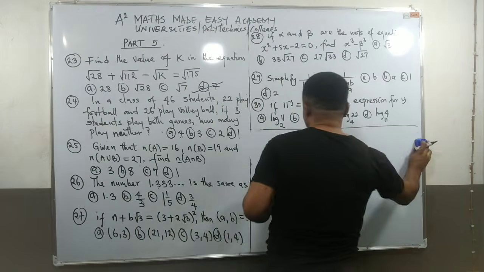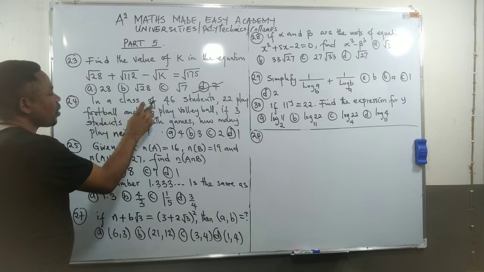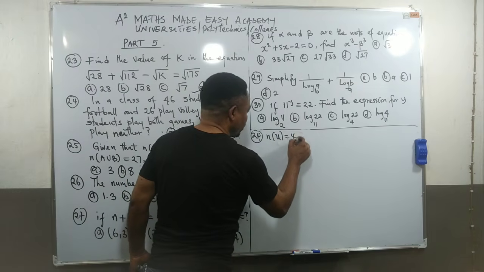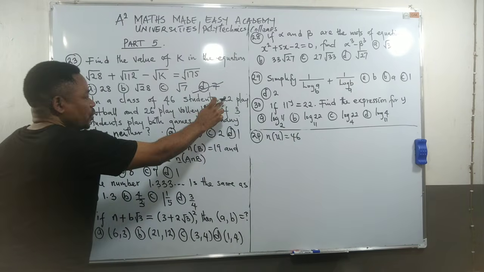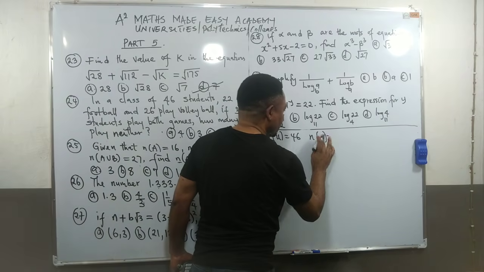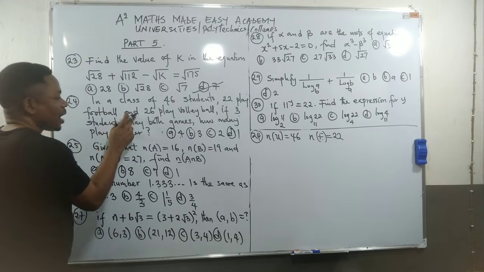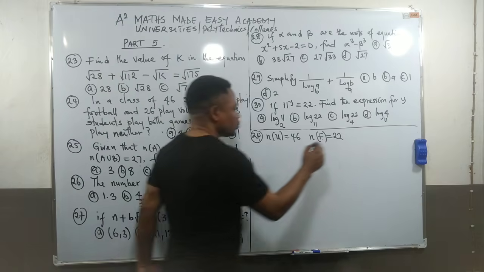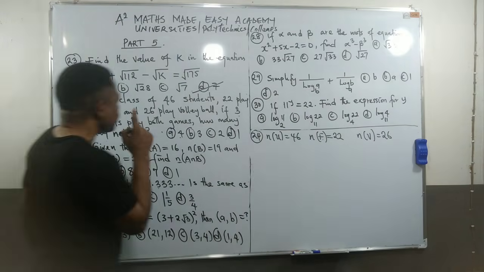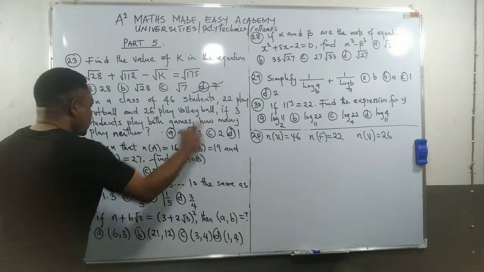Question number 24. The question says in a class of 46 students, which means the universal set is 46 students. It was observed that 22 play football, so F is 22, and be careful, 26 play volleyball, so the number that play volleyball is 26. Now the question: if 3 students play both games, how many play neither?